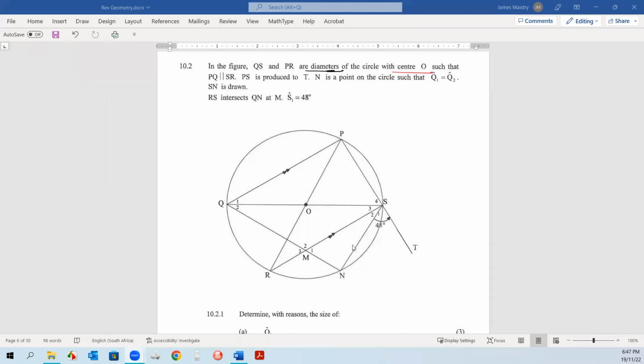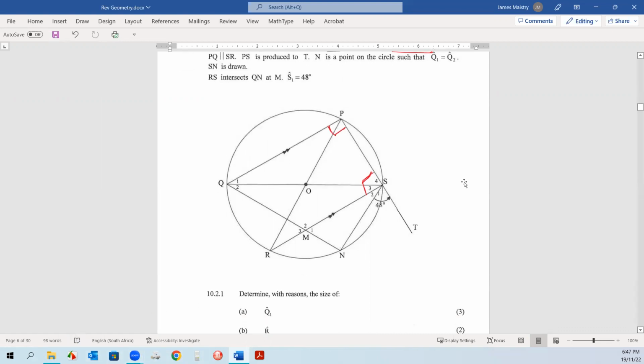When it talks about two diameters, as you can see, QS and PR, if you know QS is a diameter, immediately you know this angle here is 90 degrees. Would you agree with that? Angle in a semicircle. If PR is a diameter, then we know that angle S is 90 degrees. They also tell us that Q1 is equal to Q2. So our first question, just to get you started, is to find Q1. How would we find Q1?